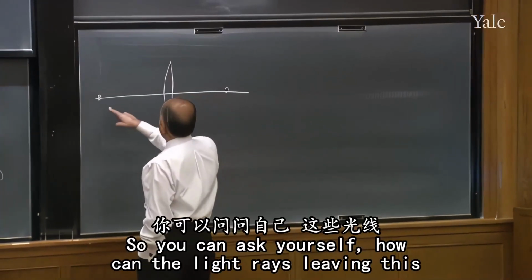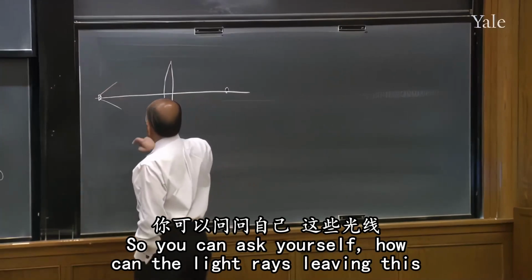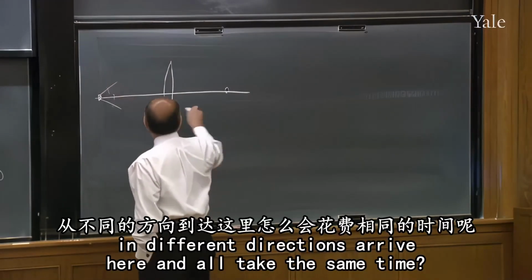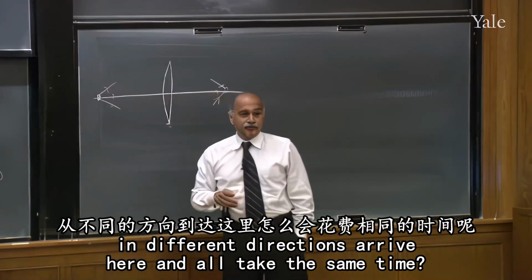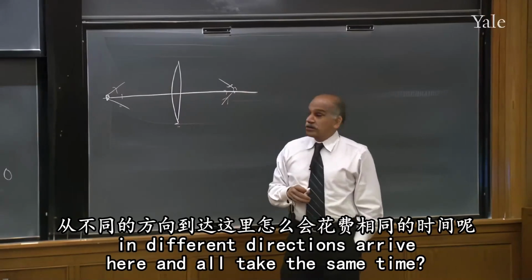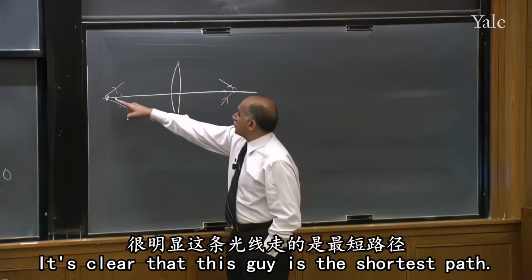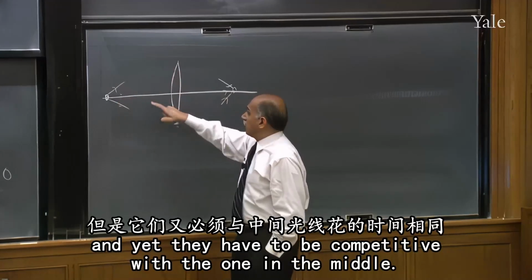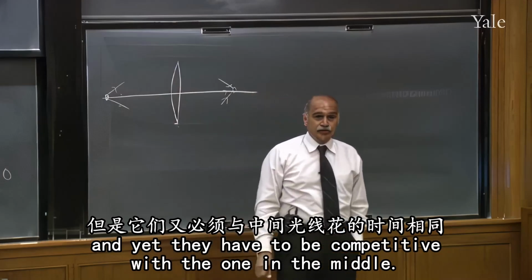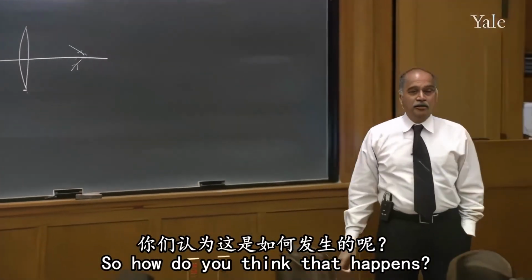So you can ask yourself, how can the light rays leaving this point in different directions arrive here and all take the same time? It's clear that this one is the shortest path. These are taking longer, and yet they have to be competitive with the one in the middle. So how do you think that happens? How do you think they will take the same time?